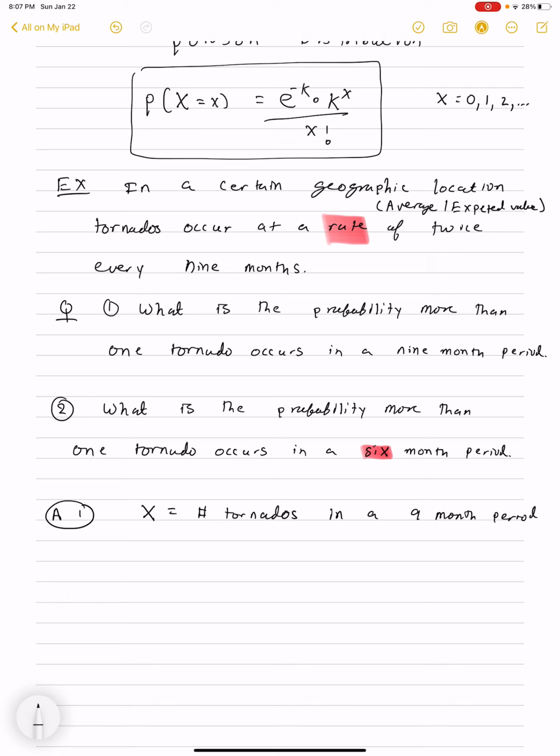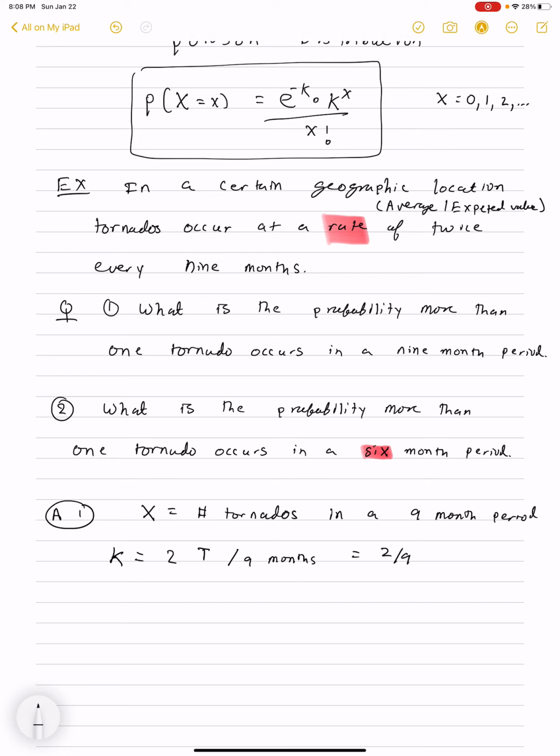Now I told you that k in the formula in the box above represents the rate of occurrence. So here it says in the problem tornadoes occur at a rate of twice every 9 months. So 2 tornadoes every 9 months. So that's 2/9. That's what we'll use. And the 2 represents two tornadoes, the 9 represents the 9 months.